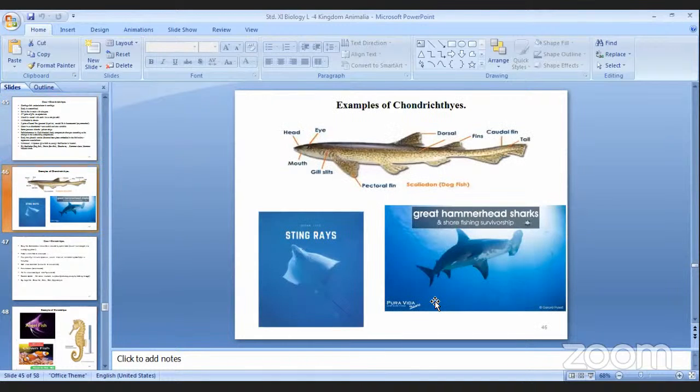Chondrichthyes. Next, you see these examples of chondrichthyes. Scoliodon, you can see this fish. This is the stingray, see how it looks. Then this is the hammerhead, see here, the hammerhead shark. I have chosen this example so that I can tell you these unique characters.